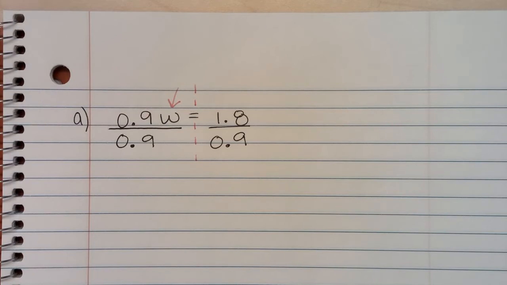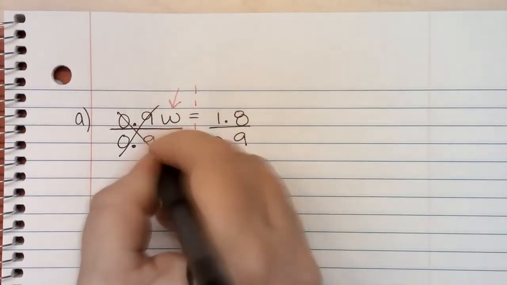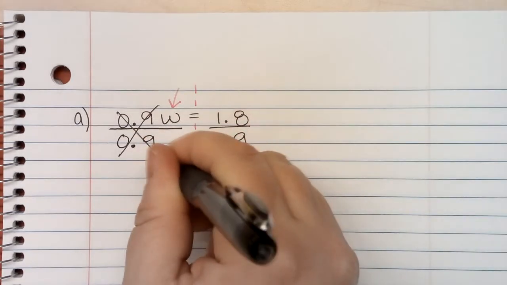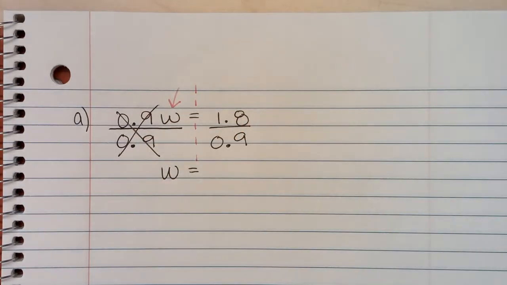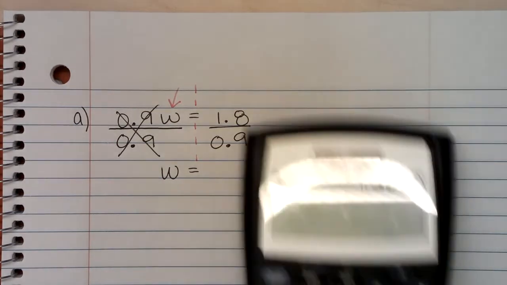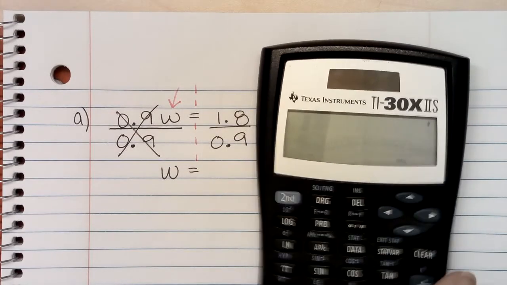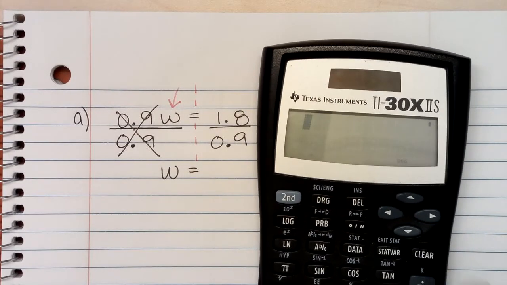Well, on the left side, we know that this is going to cancel out. So I'm just going to cross it out and bring down my W and my equal sign. But for 1.8 divided by 0.9, I'm going to use my calculator. See if I can fit it on the screen here, because I can't do that in my head necessarily.